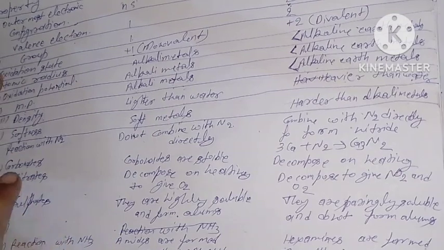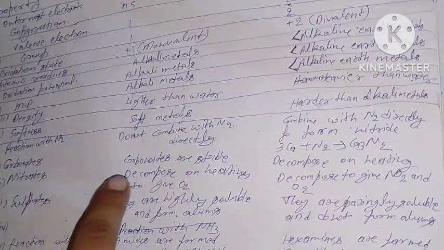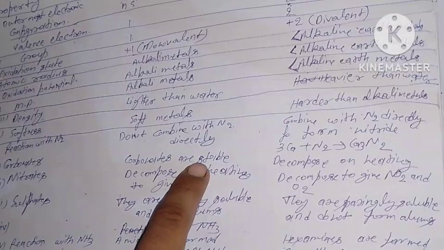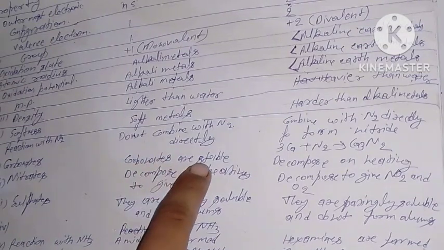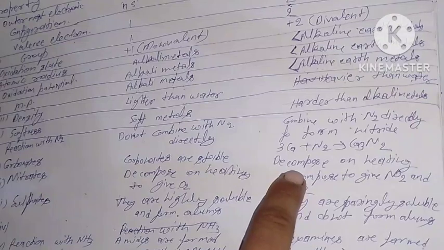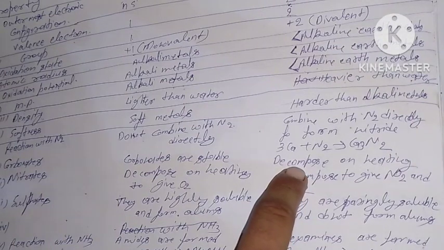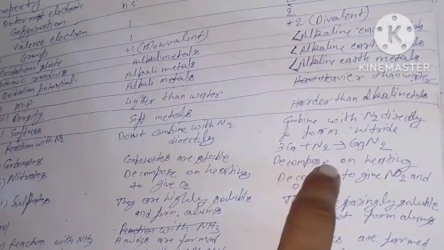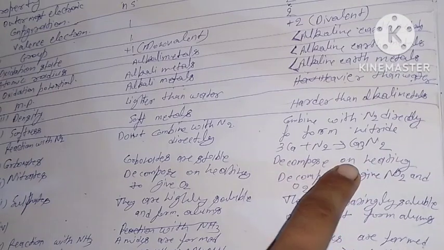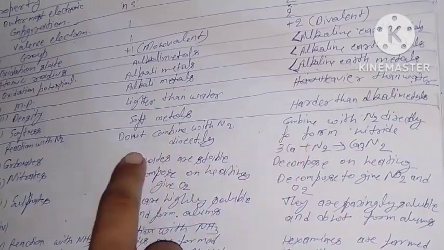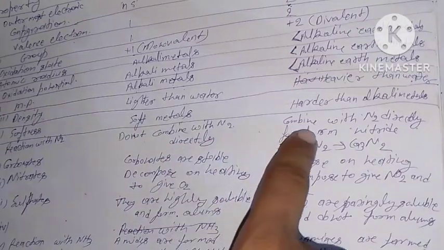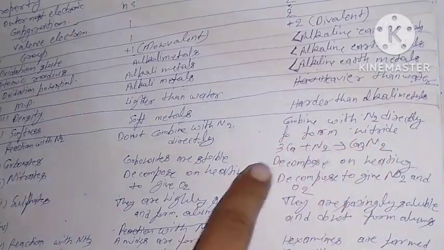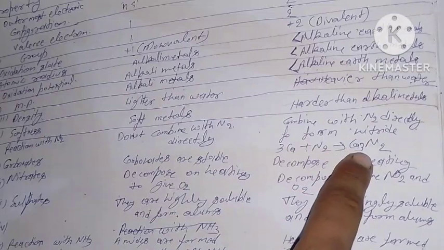Next one, carbonates. Carbonates of alkali metals are stable, but carbonates of alkaline earth metals decompose on heating. Alkali metals do not combine with nitrogen directly, but alkaline earth metals combine with nitrogen directly to form nitride: 3Ca plus N2 gives Ca3N2.